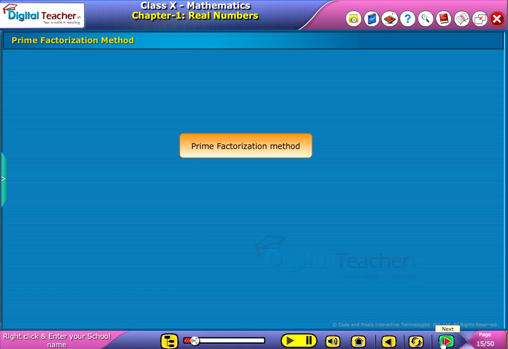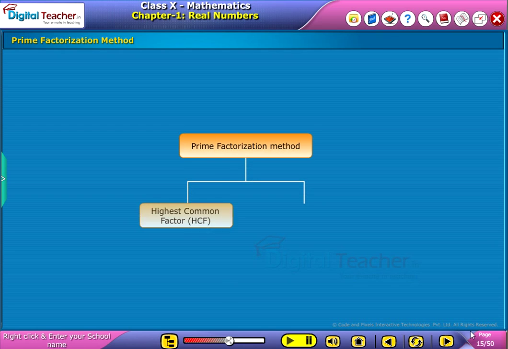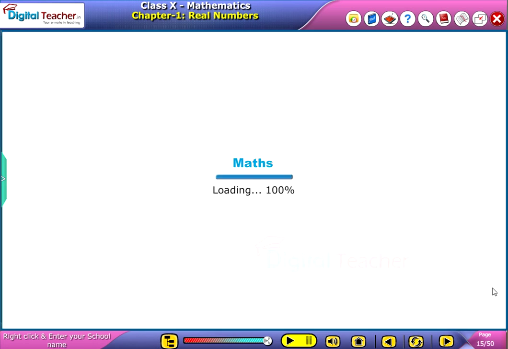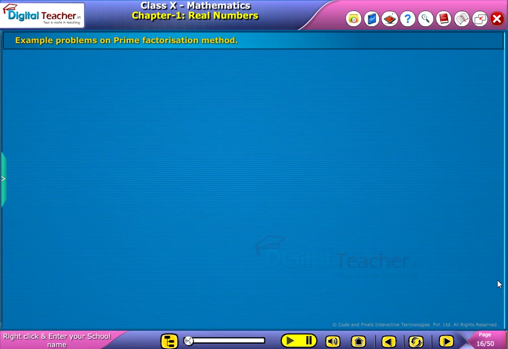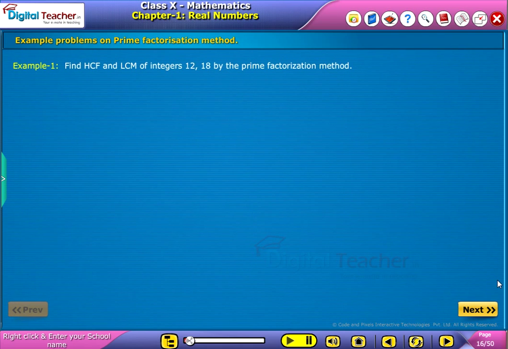Prime factorization method. This method involves finding the prime factors of a given number. This method is used to find the highest common factor HCF and the least common multiple LCM of the given number. Let us look at an example. Now, let us do some example problems on prime factorization method. Find HCF and LCM of integers 12, 18 by the prime factorization method.